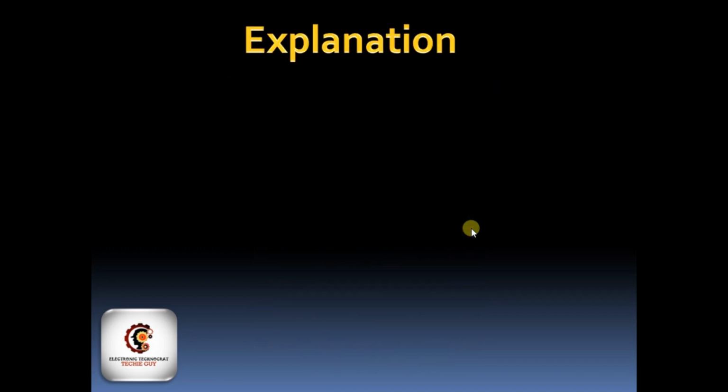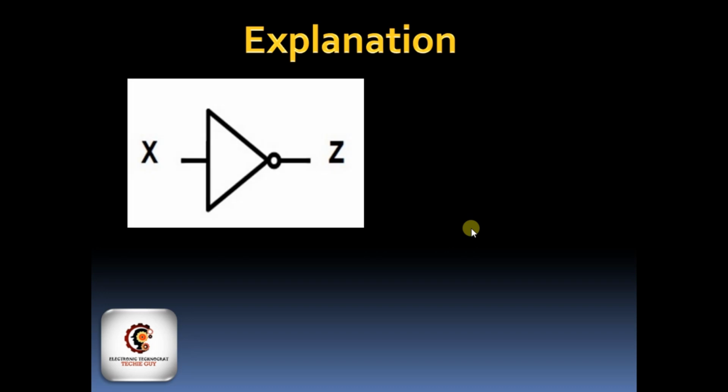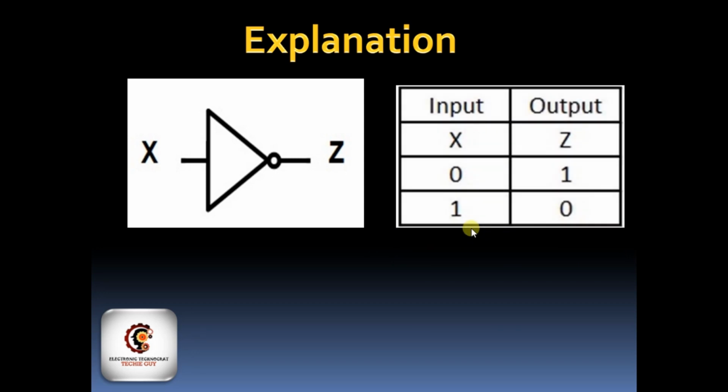This is the explanation of the NOT gate. As you can see, this is the symbolic diagram of the NOT gate, which I showed you just minutes before. And this is the truth table of the NOT gate. As I've stated earlier, Z is the output and X is the input. Z is equal to X bar, and the bar represents inversion. We invert the input so as to get Z.